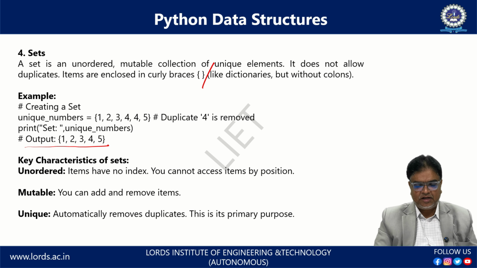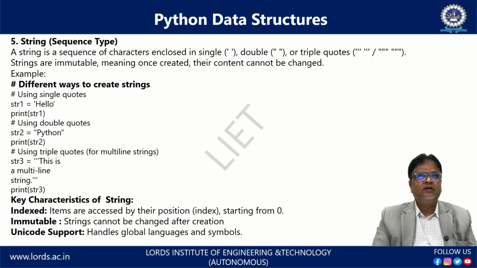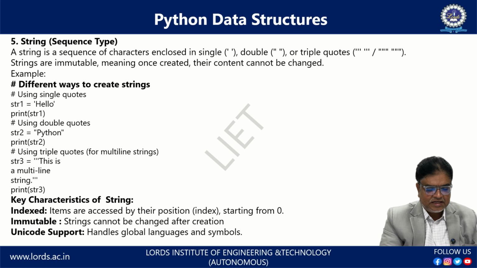Then we have the fifth data structure, strings. A string is a sequence of characters enclosed in single quotation, double quotation, or triple quotation. Strings are immutable, meaning once created, their contents cannot be changed. We can see three examples here, using the single quote, the double quote, and the triple quote.